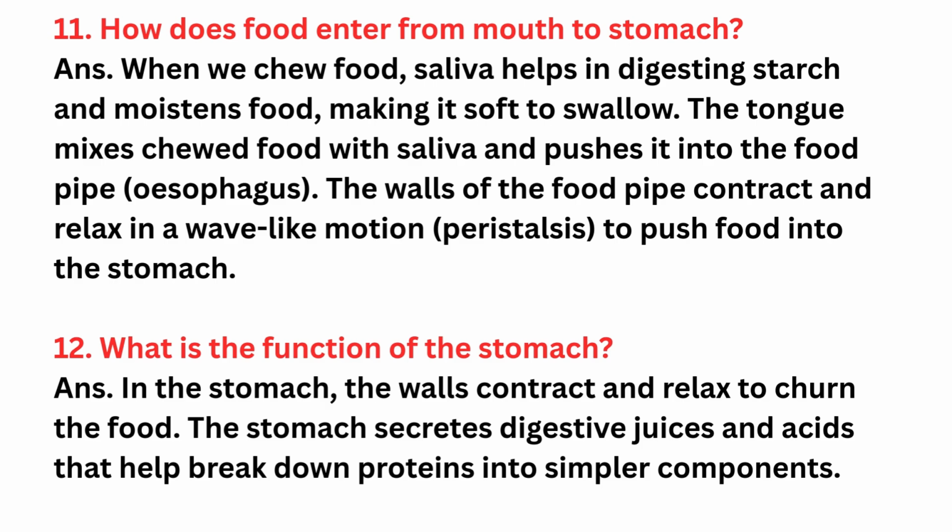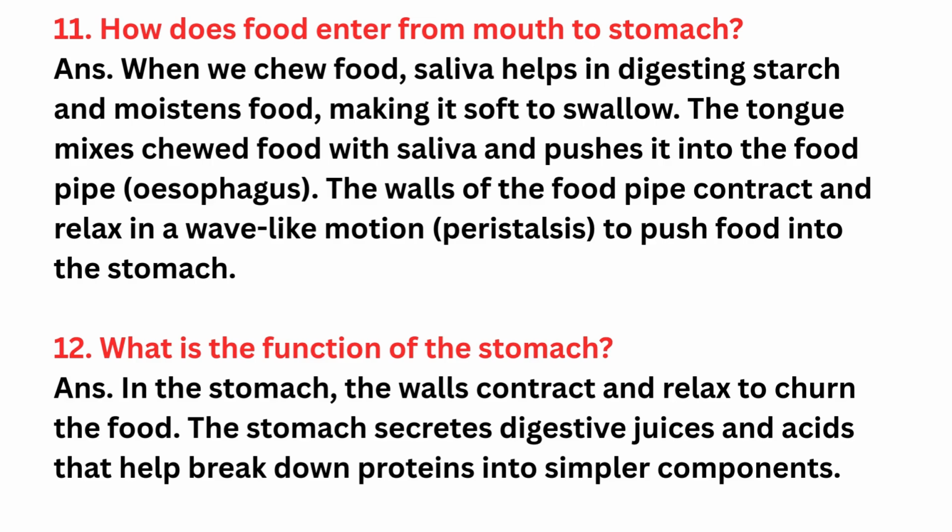Question number 11. How does food enter from mouth to stomach? Answer. When we chew food, saliva helps in digesting starch and moistens food, making it soft to swallow. The tongue mixes chewed food with the saliva and pushes it into the food pipe. The walls of the food pipe contract and relax in a wave-like motion to push food into the stomach.